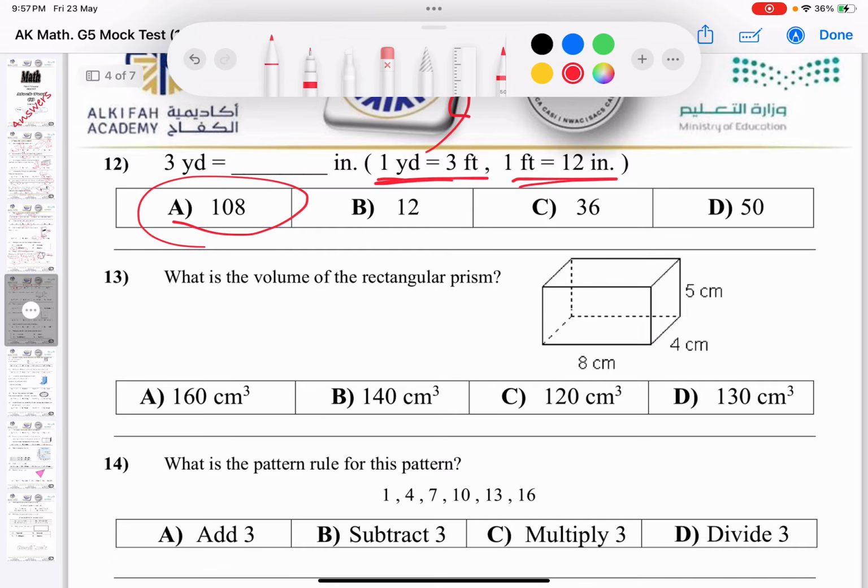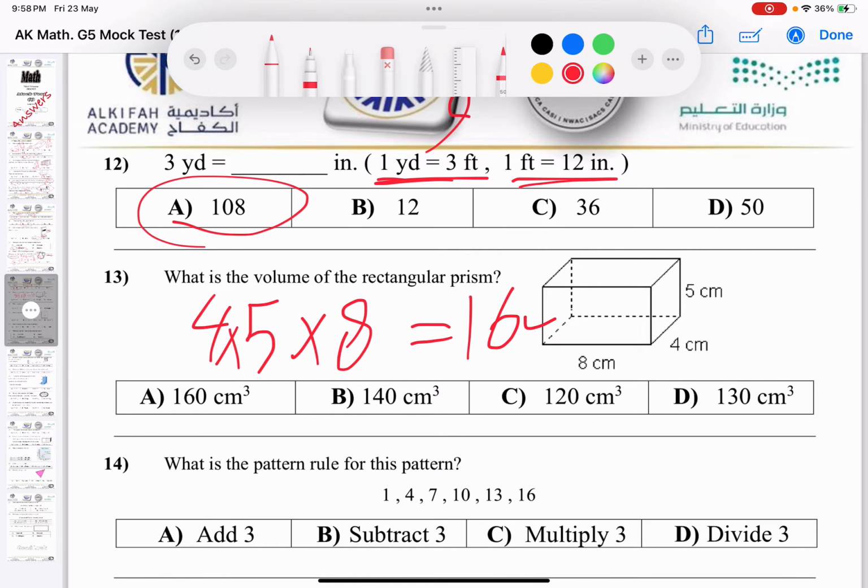Okay, what is the volume of the rectangular prism? 8 multiplied by 4 multiplied by 5. Or we start from the lowest two numbers, it will be easy. So we have 4 times 5 is 20. 20 times 8. So 4 times 5 times 8, it's 20. 20 multiplied by 8 will be 160.